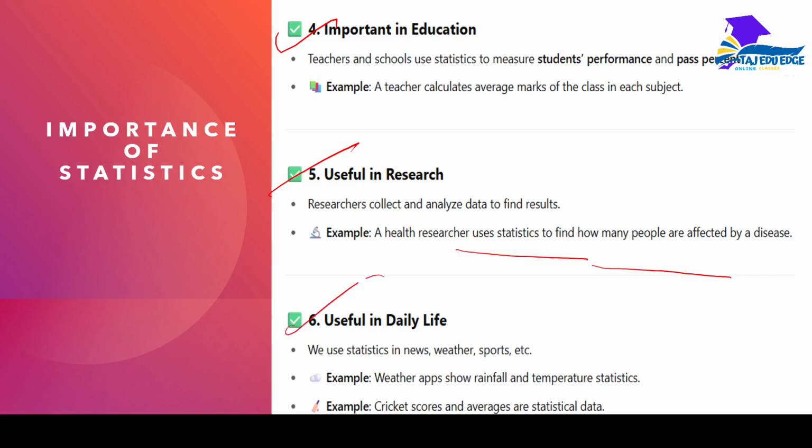Next, sixth, useful in daily life also. This statistics is not only for the business, not only for the government, not only for the education, not only for the research. Statistics is useful in our daily life also. We use statistics in news, weather, sports, etc. Example, a weather app shows rainfall and temperature statistics, cricket scores and averages, which when you are watching some sports, the data which you are getting, that is also statistical data. So these are about the importance of statistics.